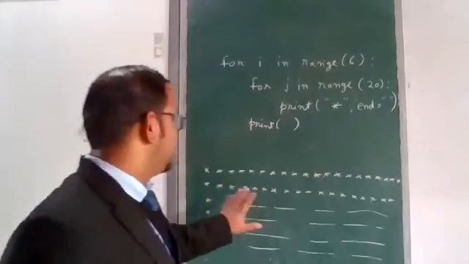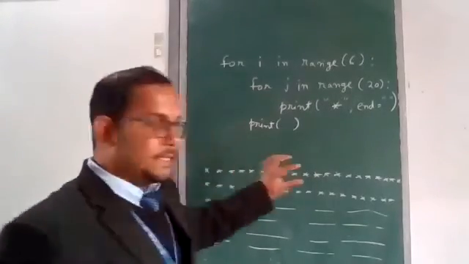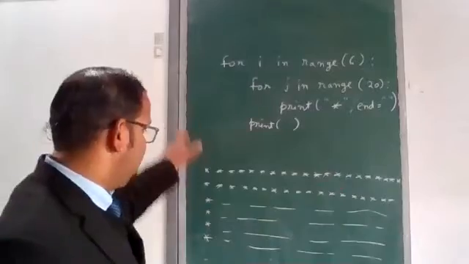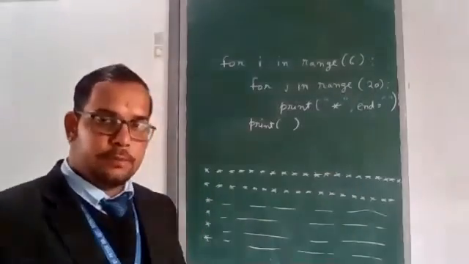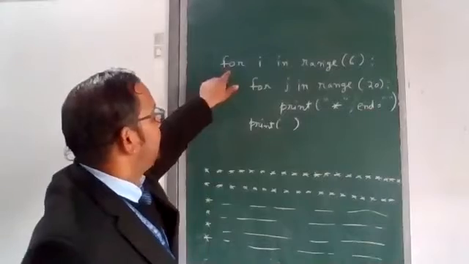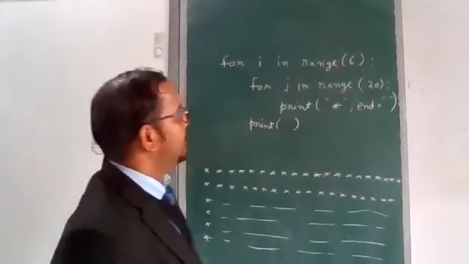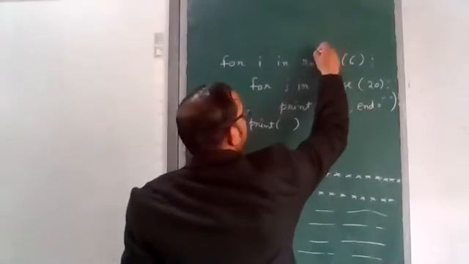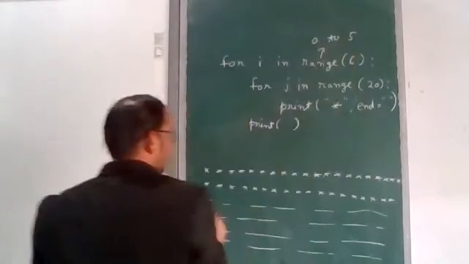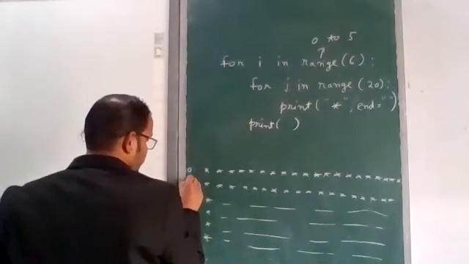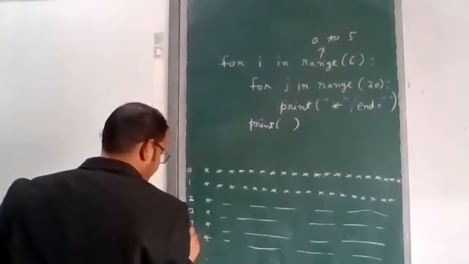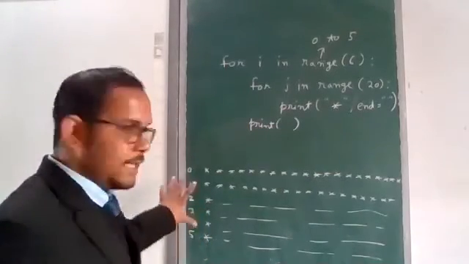The question is print 20 stars in each row. That means in one row there are 20 stars and the total number of rows is 6. So for this we have a program: for I in range 6. In range 6 it starts from 0 to 5. This indicates the 0 row, first row, second row, third row, fourth row and fifth row. The total number of rows is 6.